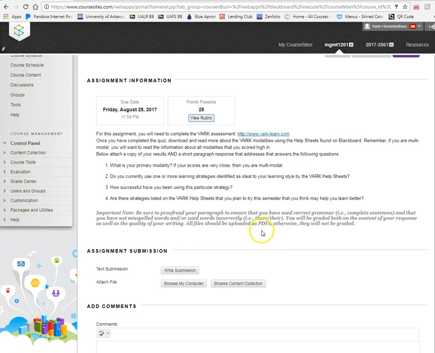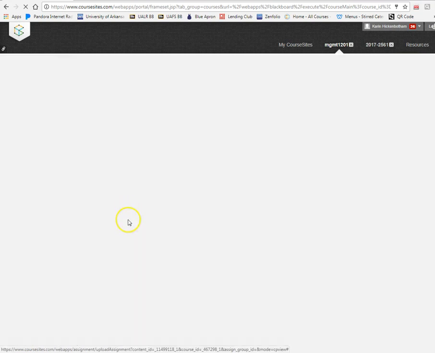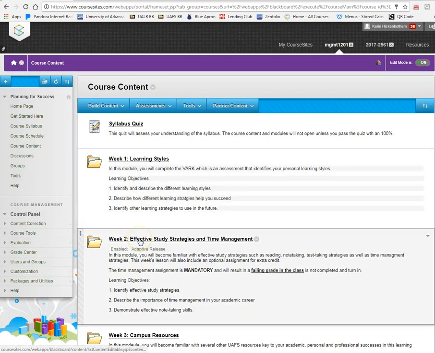All files will be uploaded in PDF. The reasoning for that is I have run into trouble in the past with students having older versions of Microsoft Word, and Blackboard at times has liked to scramble those files being uploaded, and I've just had much better success with PDF. Okay, so moving back into course content, we'll move on to week 2 here with effective study strategies and time management.